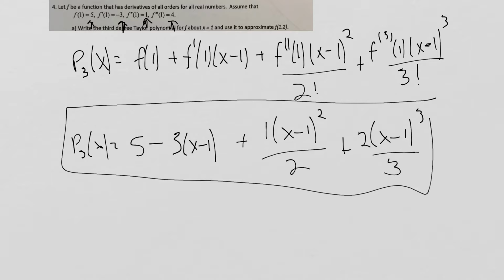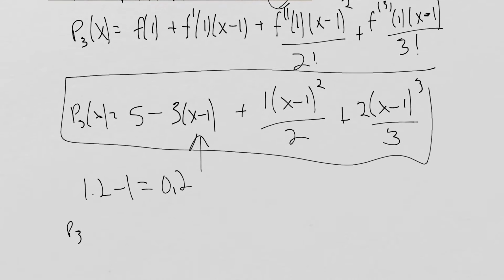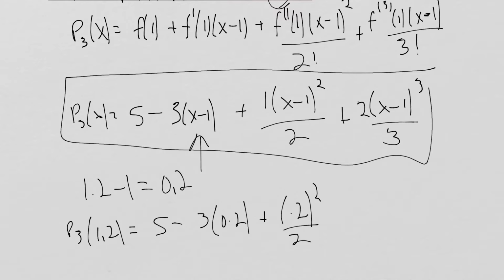From there, I just have to plug in 1.2. What's nice about 1.2 is for each of these x minus 1s, I'm subtracting 1. Well, 1.2 minus 1 just gives me 0.2. So it's easy to just write 0.2 in for everything. So p sub 3 of 1.2 is 5 minus 3 times 0.2 plus 0.2 squared over 2 plus 2 times 0.2 cubed over 3.